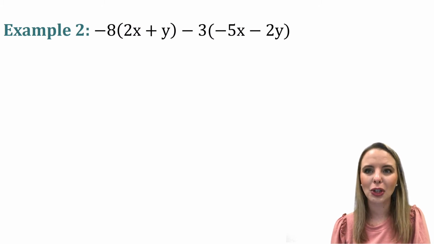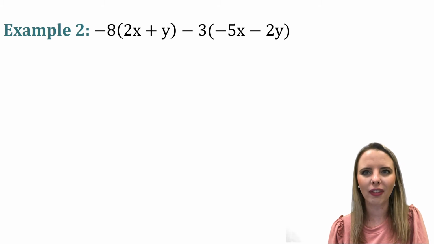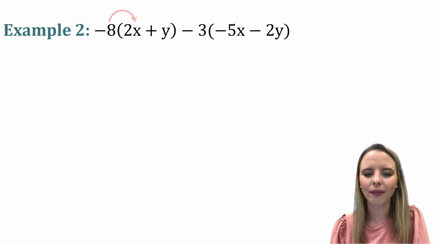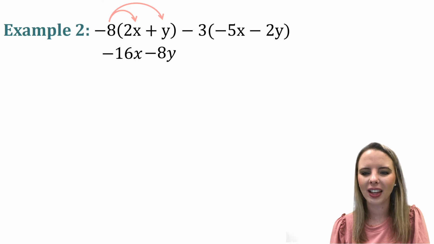Negative 8 times 2x plus y minus 3 times negative 5x minus 2y. I have two sets of parentheses, 2x plus y and then negative 5x minus 2y. Can I simplify either of those? No, I can't. So what do I need to do first? Distribute. Let's distribute the negative 8. Negative 8 times 2x is negative 16x. Negative 8 times y is negative 8y. Negative 3 times negative 5x is plus 15x. Negative 3 times negative 2y is plus 6y.